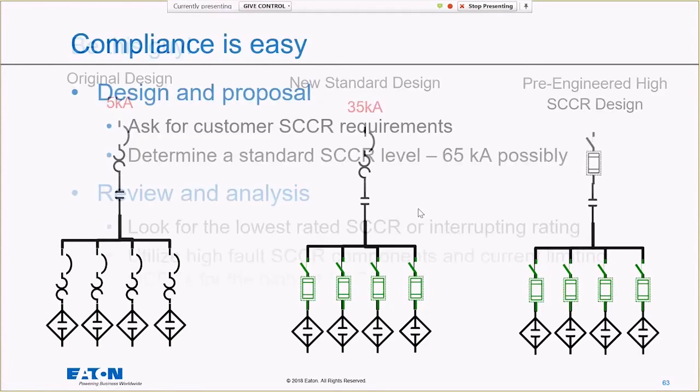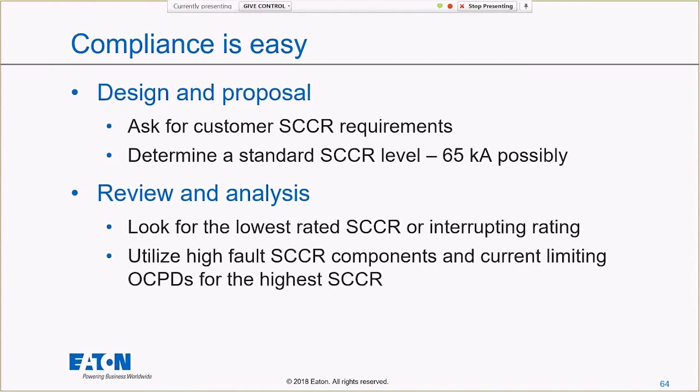So with that, that's pretty much it for me. Here's a summary of everything. In my design and proposal phase, I want to make sure I'm asking for the SCCR requirements. It's hard to build to an SCCR requirement if I don't know what it is. So ask for that short circuit current requirement. If you remember from the first session, it's an NEC requirement that you know the available fault current. So know the available fault current, and ask them for that short circuit current rating requirement.